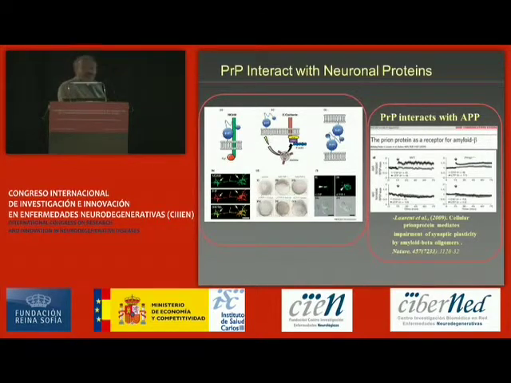On the other hand, the cellular PrP is, as I told you, a neuronal protein that interacts with different membrane proteins. In particular, I want to remember that PrP is able to interact with APP in the membrane. There have been different papers suggesting that this interaction is important for the dysfunction of synaptic transmission caused by amyloid, but this issue is still an open question.